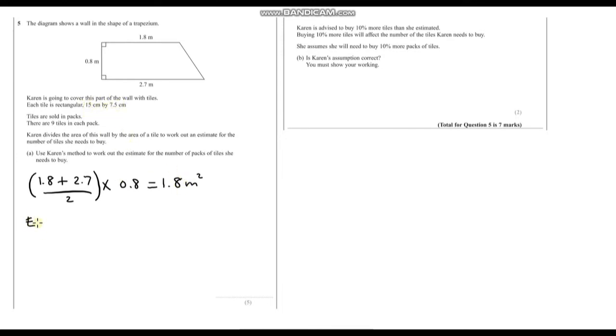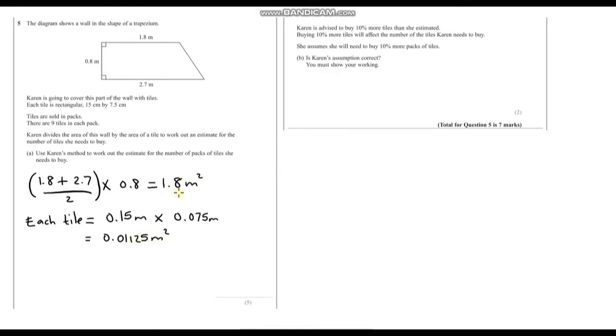So each tile is going to be 0.15 meters, sorry, multiplied by 0.075 meters. Because I've just converted each of these into meters, I've divided both numbers by 100. So we've got 0.15 times 0.075, which gives us 0.01125 meters squared. So this is what each tile is.